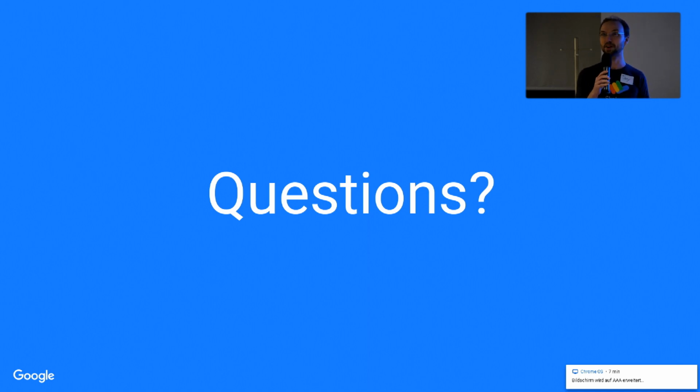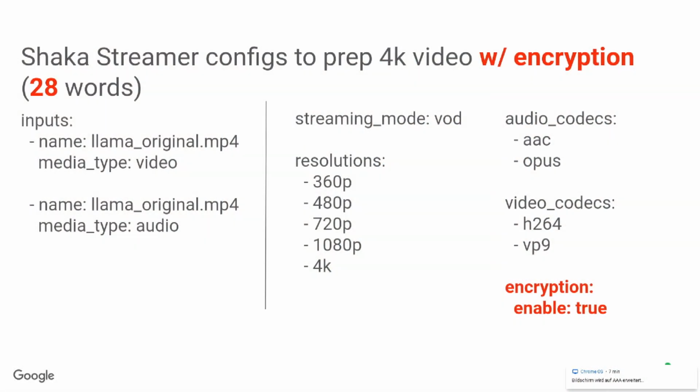What is the default encryption mode if you don't specify one? The question is, what is the default encryption mode? The answer is CTR mode. However, you can easily change that in your pipeline config. Let me go back. Right here where it says encryption enable true, you can also add another field there that specifies the encryption mode to either be CTR or CBCS.